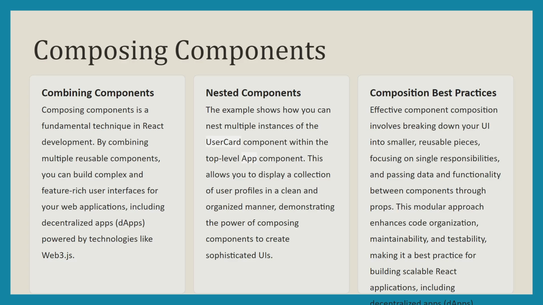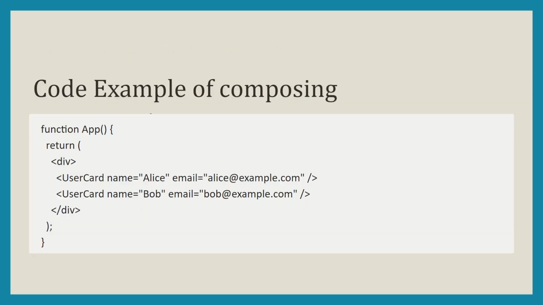And finally, let's discuss the best composition practices. Effective component composition involves breaking down your UI into smaller reusable pieces, focusing on single responsibilities, and passing data and functionality between components through props. This model enhances code organization, maintainability, and testability, making it a best practice for building scalable React applications, including dApps using Web3.js. So here's a code example of composing, right?